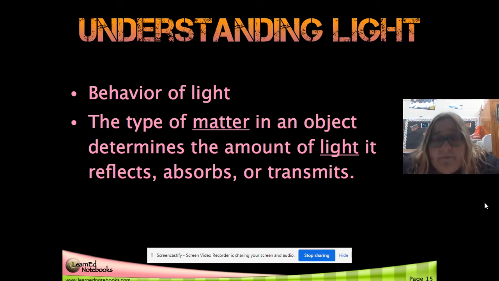So there are different types of behavior of light. How does it act? The type of matter in an object determines the amount of light it reflects, absorbs, or transmits. Reflects: bounces back. Absorbs: takes in completely. Transmits: allows to go through.